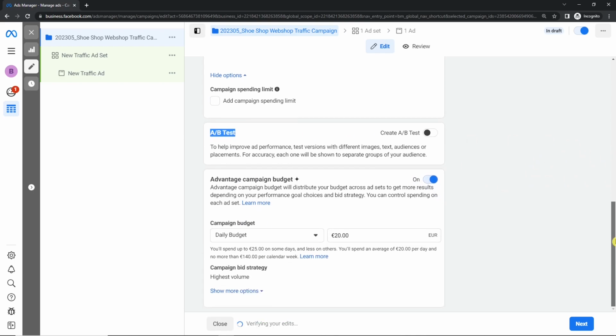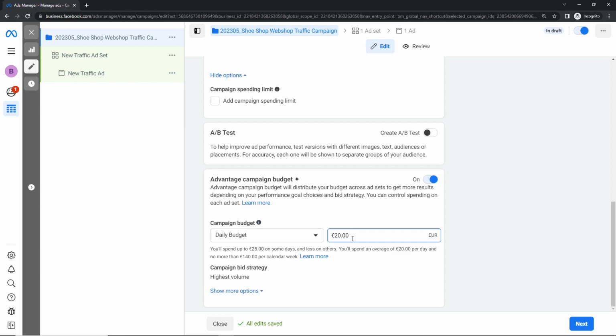Advantage campaign budget, that is also important because that is the first optimization point. And everything that is marked with this little star here is an optimization from Facebook. So here you can make sure to not overspend your budget and also tell Facebook what you actually want. So the easiest thing is the daily budget. Here, for example, 20 euros, which means that on a weekly basis, 7 days, you spend 140 euros. So 20 times 7.